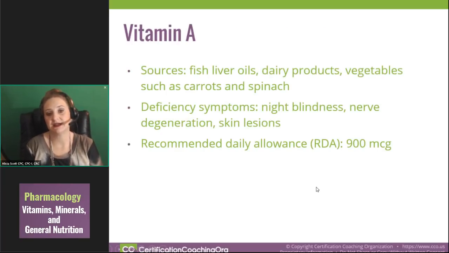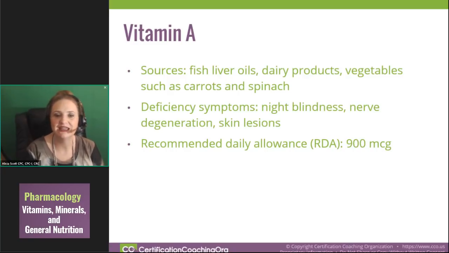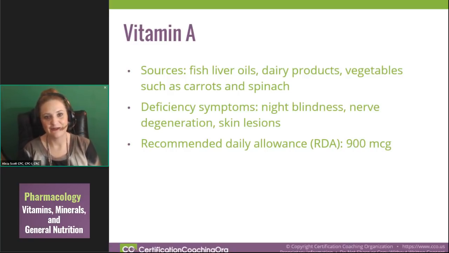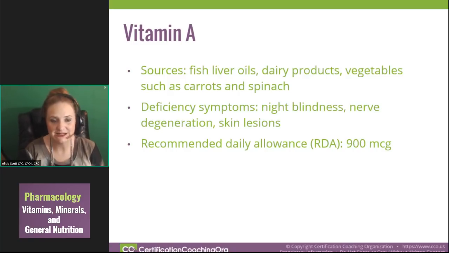So now let's talk about the specific vitamins. Vitamin A is not one that you hear about a whole lot. It is a really important vitamin, but we don't hear people saying, "Oh, I'm deficient in vitamin A." We hear D and B and C, right? Those are the biggies. But vitamin A, well, when was the last time you heard someone say, "I need to go get some vitamin A"?